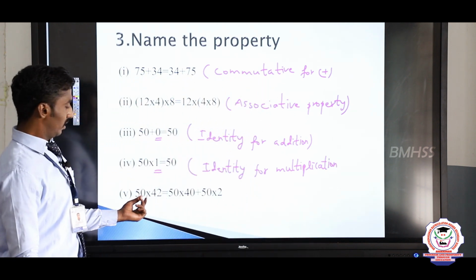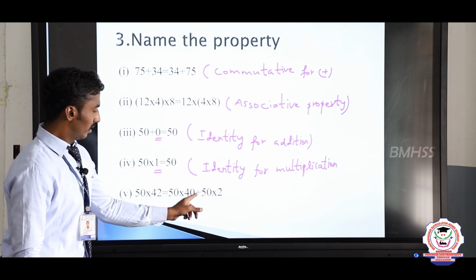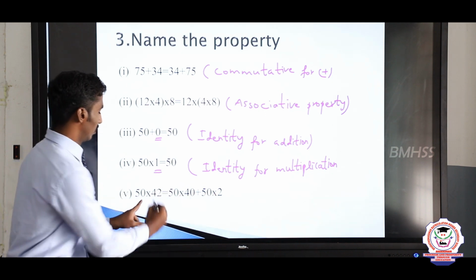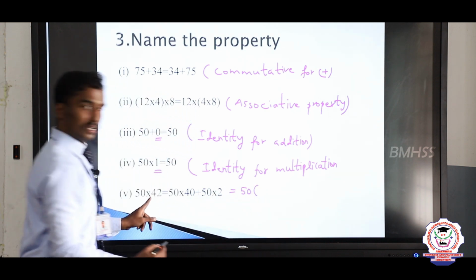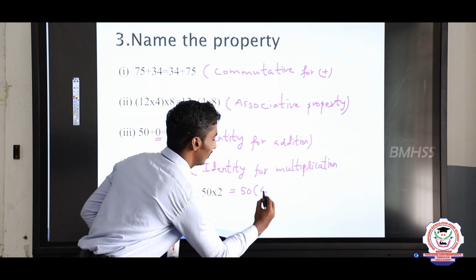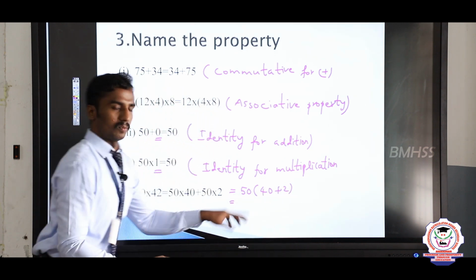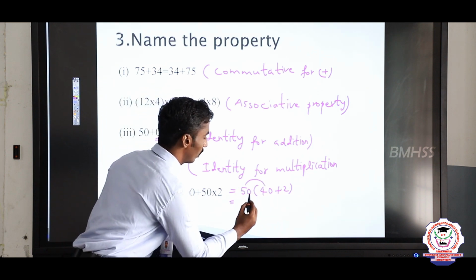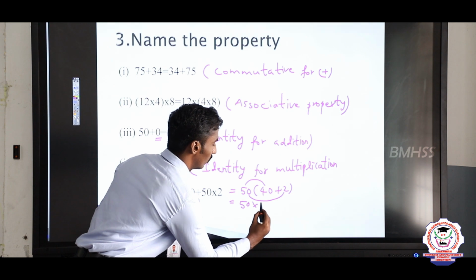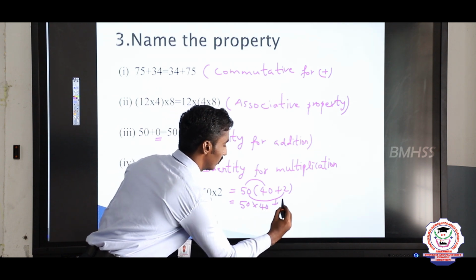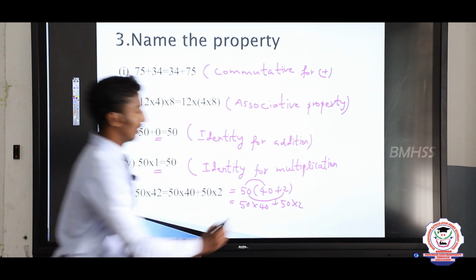Last one, 50 into 42 equal to 50 into 40 plus 50 into 2. Listen, 50, 42. We can change it: 40 plus 2. Multiply 50 into 40, 50 into 2. So 50 into 40 plus 50 into 2. This property name is distributive.